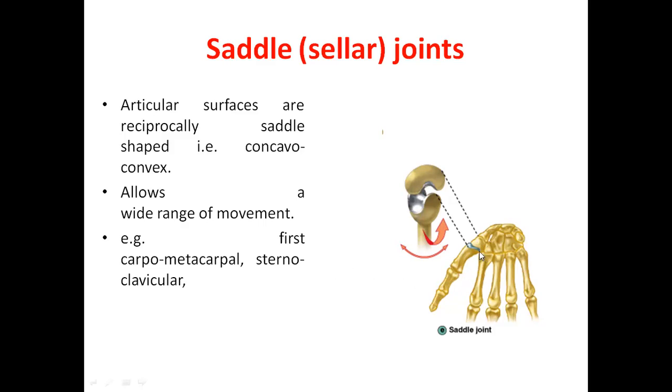The first example we mentioned: this is the metacarpal bone and this is the carpal bone. So the first carpometacarpal joint, of the thumb, is an example of the saddle joint.